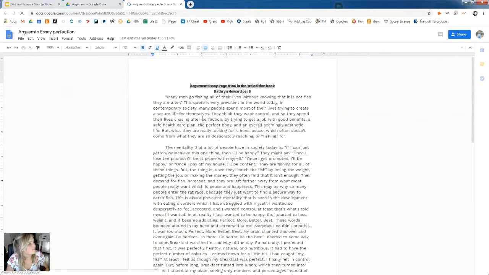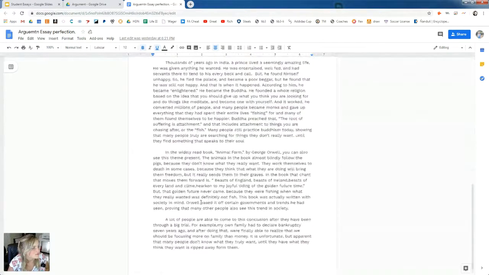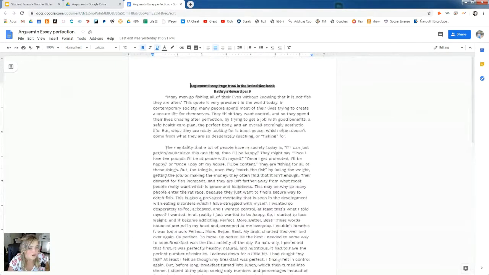Okay. So this argument was asking you to argue for or against this prompt. "Many men go fishing all their lives without knowing that it is not fish they are after." So you're supposed to argue for whether that claim was valid or not valid. So I'll go ahead and read you mine. It's a little bit long, but this one I scored an 8 on.